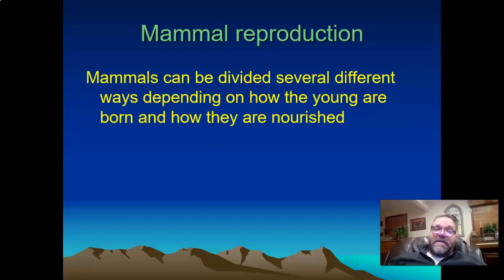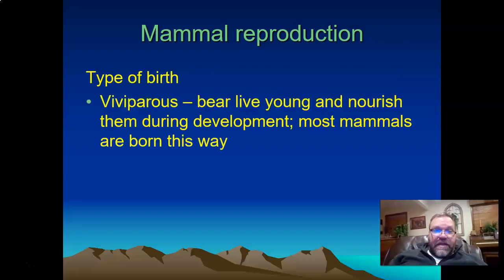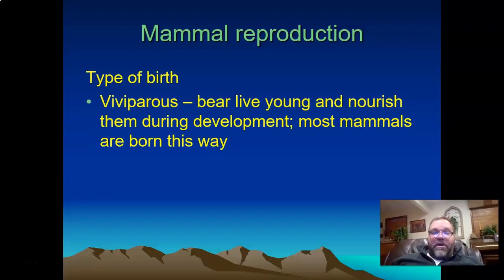Mammals can be divided several different ways depending on how the young are born and how they are nourished. So let's talk about mammal reproduction, types of birth. We have something called viviparous. They bear live young and nourish them during development. Most mammals are born this way. That would be like a human being, a dog, a bear, or a giraffe. Viviparous. Vi means life. When they come out, they're automatically alive.